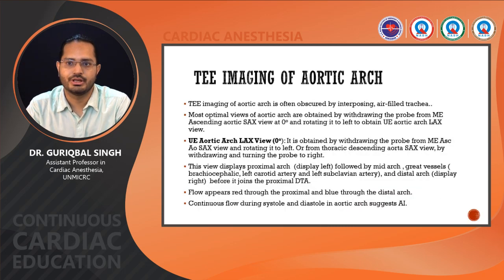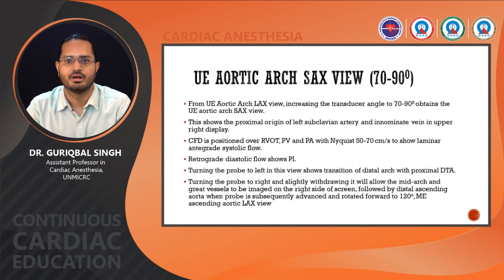It is obtained by withdrawing the probe from the mid-esophageal ascending aortic short axis view and rotating it to the left. It will show the proximal arch followed by the mid arch and the great vessels, and the distal arch before it joins the proximal DTA. Flow will appear red through the proximal part and blue through the distal arch, and continuous flow during systole and diastole in the aortic arch would suggest aortic insufficiency.